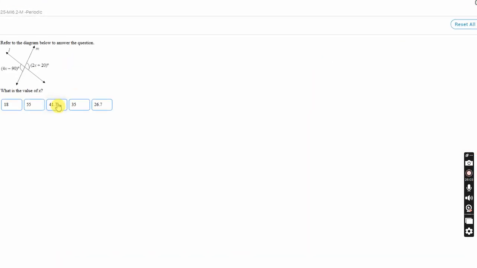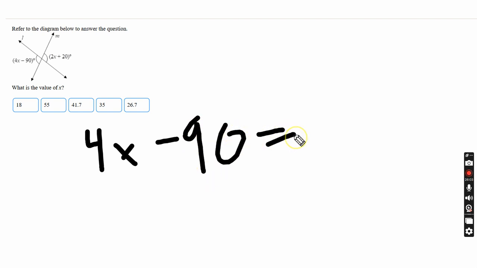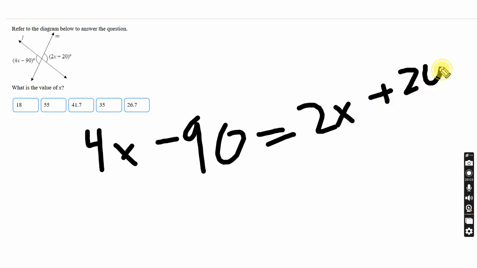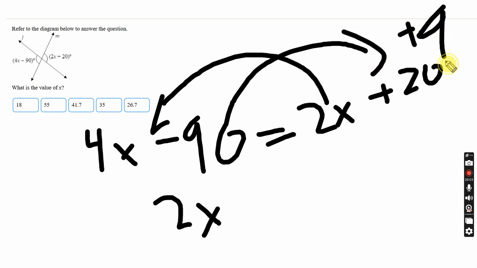Now let's go to the next one. Again, they're vertical angles. Vertical angles are opposite, but they're also equal to each other. So how will you do this? x minus 90 is going to be equal to 2x plus 20. So you're going to take this to the other side, it's going to subtract 2x. And here you're going to take 90, it's going to be plus 90.